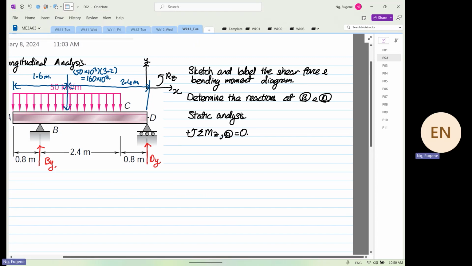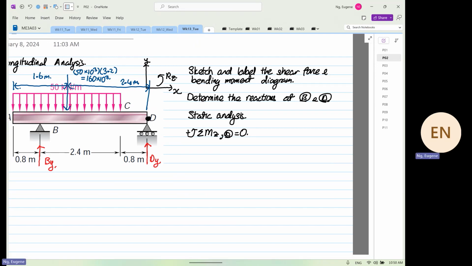So now we're going to take moment about point D. This is where we're going to take our moment. Okay. So we have minus By times 3.2, and plus 160 times 10 to the power 3 multiplied by 2.4. The whole thing is equal to 0. With this, we can compute By. So this is equal to 160 times 10 to the power 3 multiplied by 2.4 divided by 3.2.